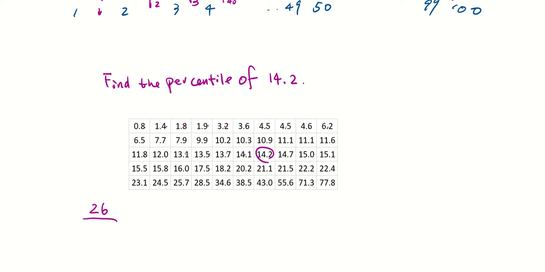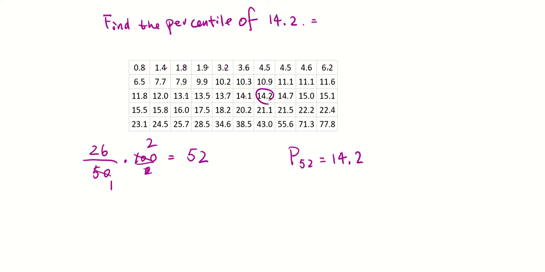Divided by the total number of data values. Here we have 10 on each row, and we have 5 rows, so divided by 50, and multiply by 100, since it's percentile. Cent means 100, so you're converting the position of 26 in 50 into 100. If you do the calculations, that's 52. So the percentile of 14.2 is the 52nd percentile. So I can say P52 is 14.2. You should read it as the 52nd percentile.